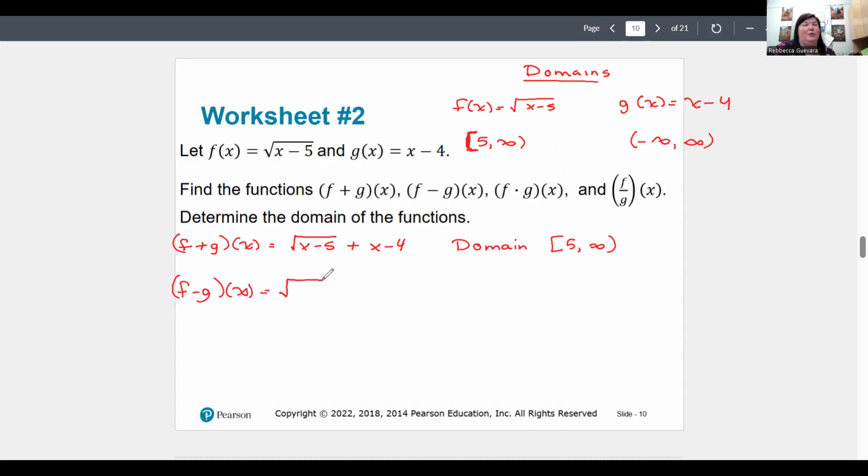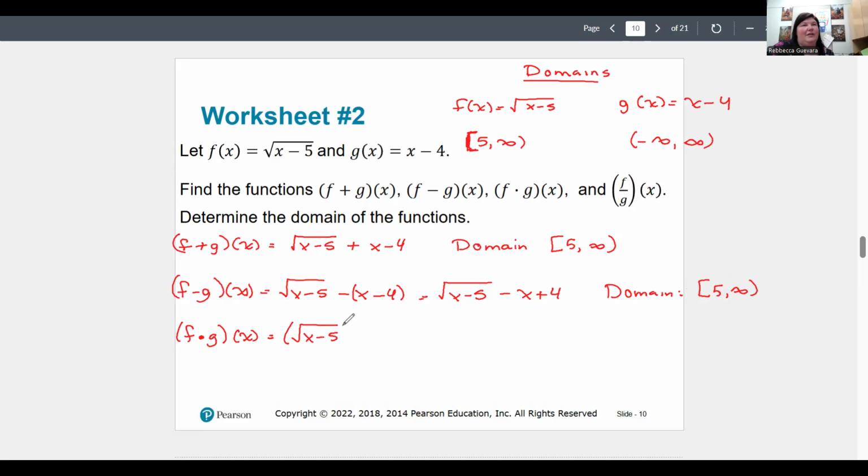But in this case, we're going to have the square root of x minus 5, but now we're subtracting x minus 4. So it is the square root of x minus 5 minus x plus 4, and its domain also has to be 5 to infinity. Now if I do f times g, that is going to be the square root of x minus 5 times x minus 4. So you could leave it like that, or you could expand it into this.